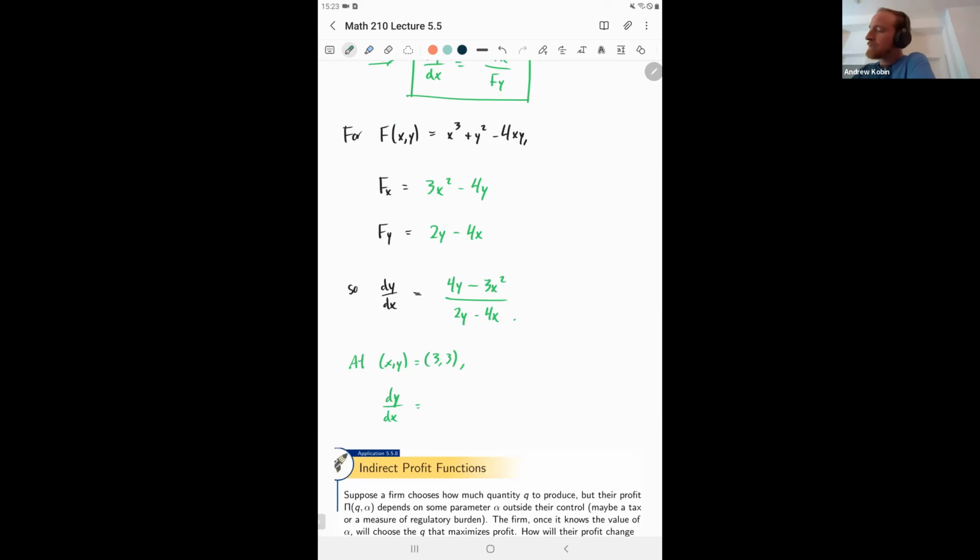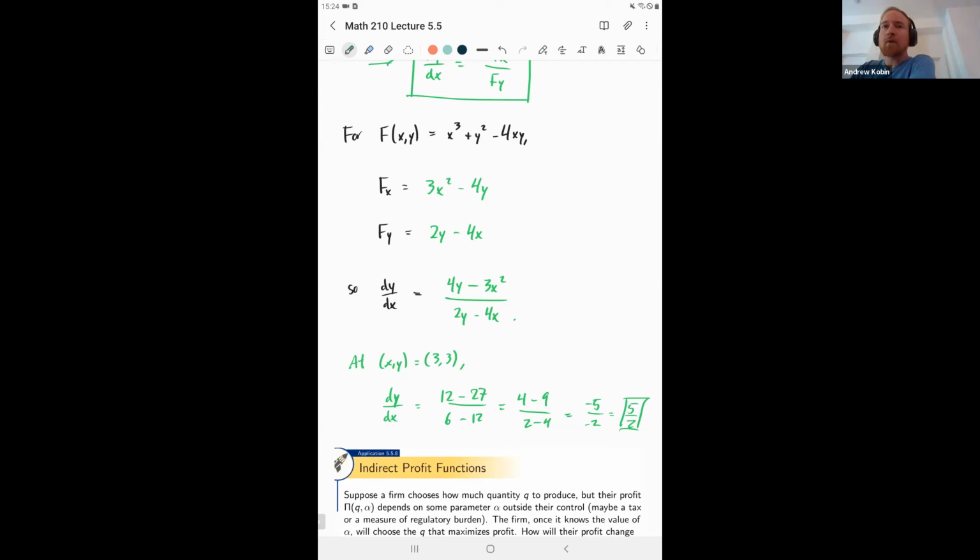So at (3, 3) it's, let's see, 12 minus 27 over 6 minus 12. And I'm going to cancel out 3's everywhere because I don't feel like doing too much mental math. This is, let's see, 4 minus 9 over 2 minus 4. That's a little simpler for me to think about. That's -5 over -2, or +5 halves. So the rate of change of y with respect to x at the point (3, 3) is +5 halves.